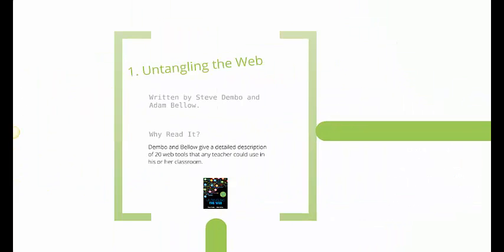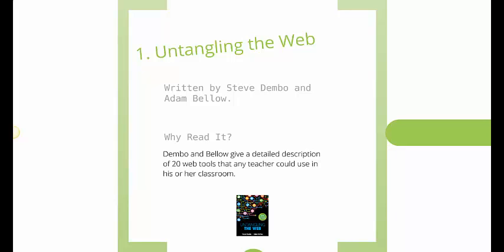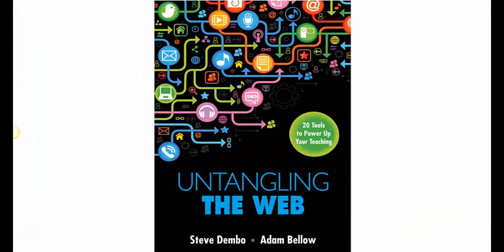So the first book is Untangling the Web, written by Steve Dembo and Adam Bello. Adam was actually the closing keynote at ISTE last year in San Antonio, and he did a fantastic job. And the book is just as excellent, with an added touch from Steve Dembo as well in here. So I know that I was already familiar with a lot of the 20 tools that they talk about, but I definitely found myself learning something, if not a lot, about each one of the tools, and they give so many great suggestions to use them in the class at all ages.